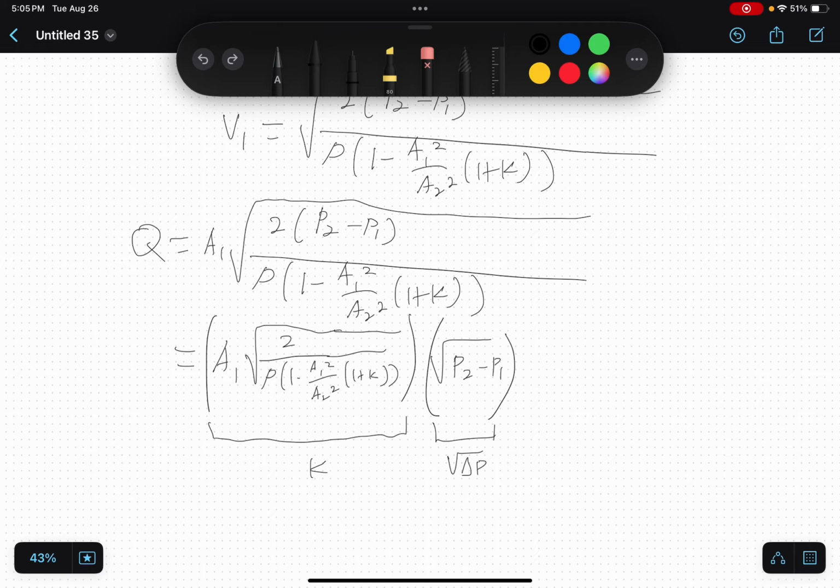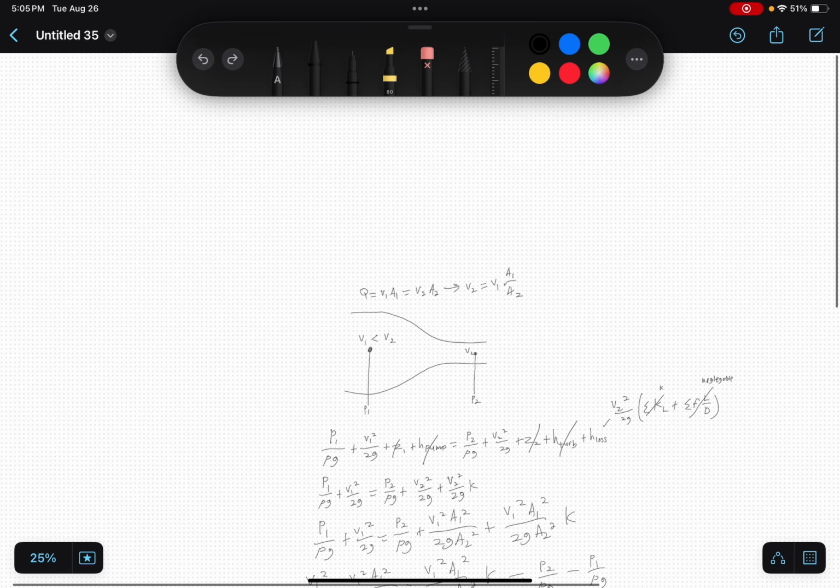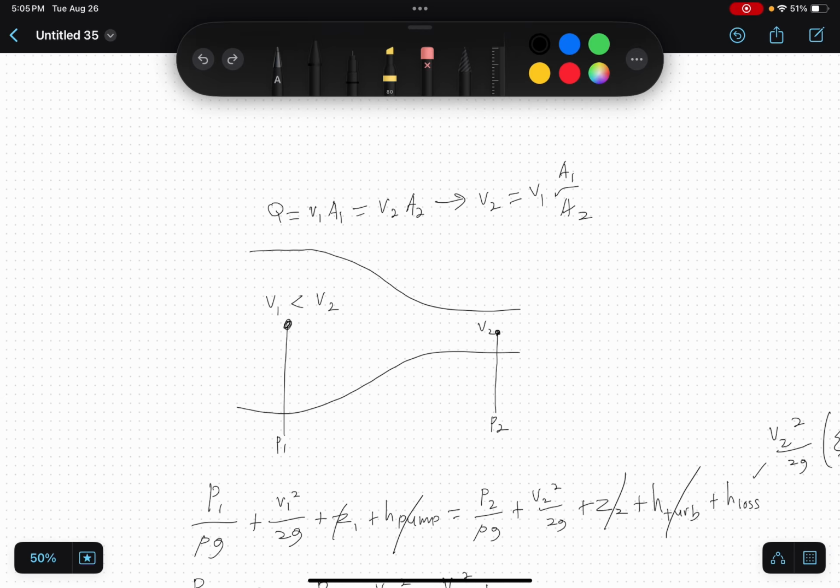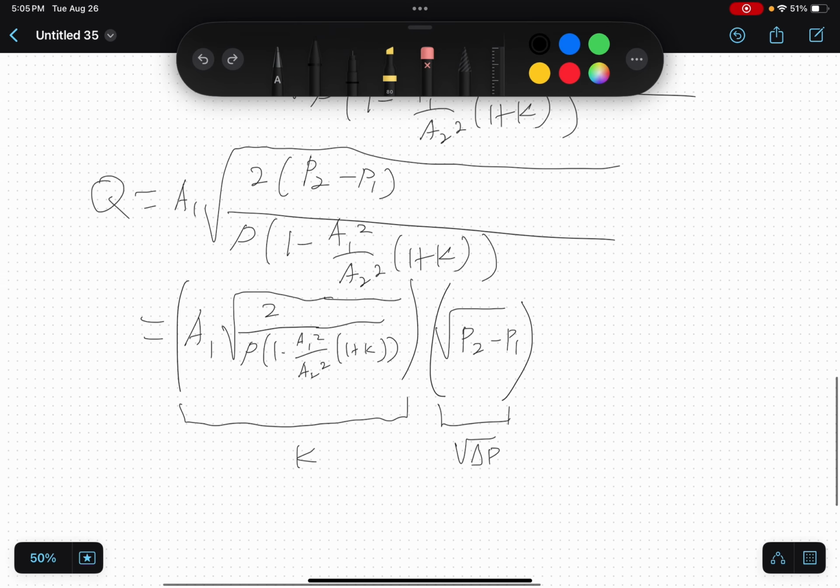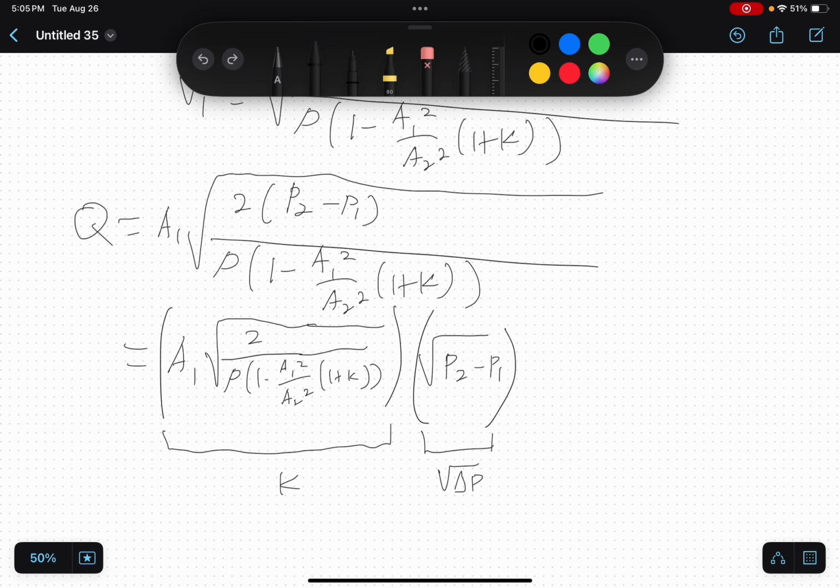All right, but yeah, that's literally it. That's how flow orifices calculate flow rate. Cool beans.